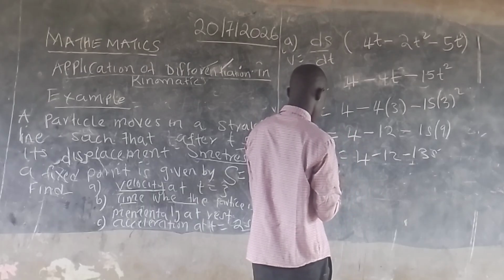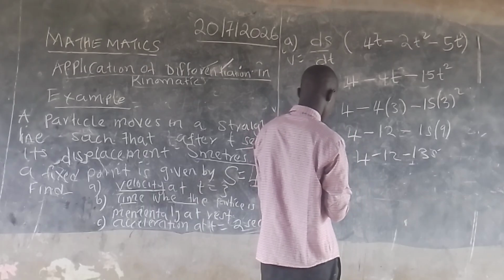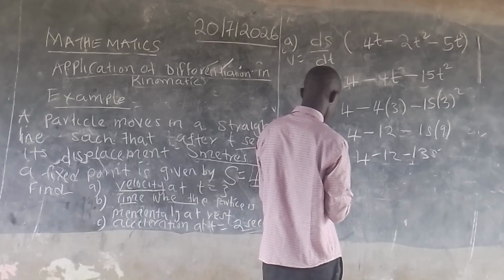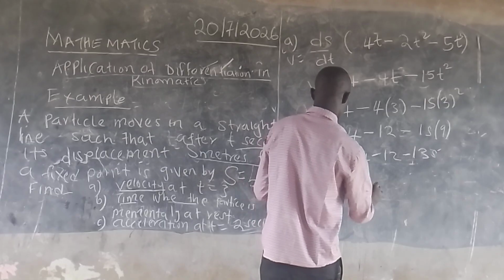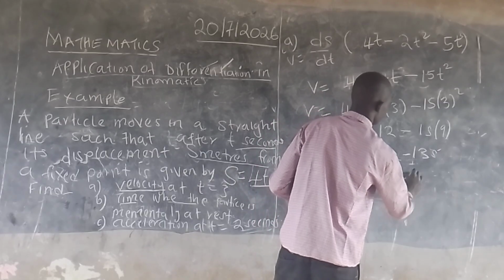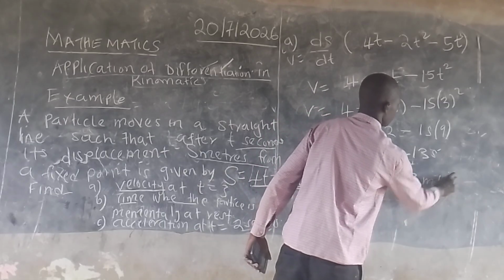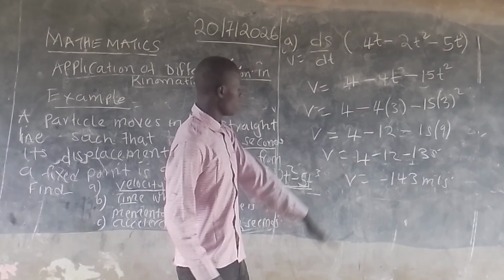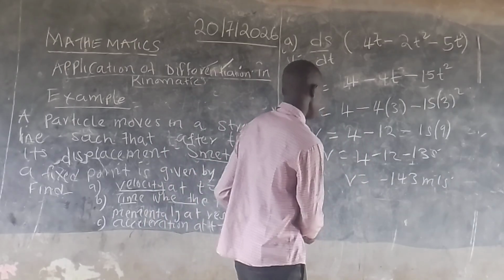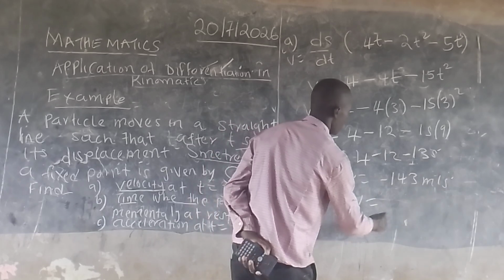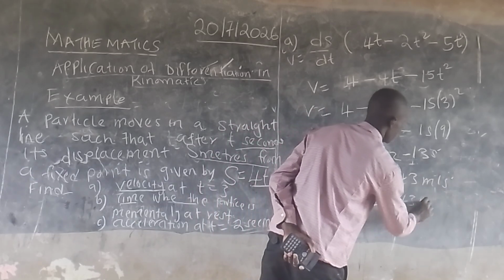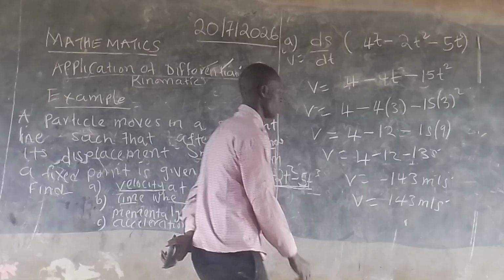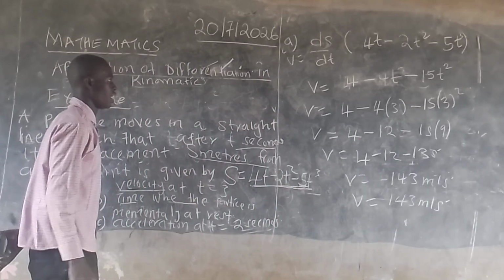So we get 4 minus 12 minus 135. We get our velocity as negative 143 meters per second. But students, we neglect the negative so that we ensure our velocity is positive. So velocity is given by 143 meters per second. Hope it is well understood.